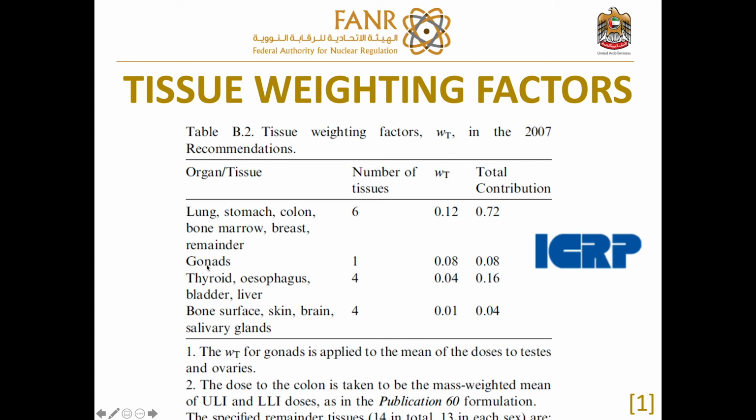Gonads, reproductive system, is one single organ, and it has a weighting factor of 0.08, 8%. Those other 4 organs, they contribute 4% each, 16% in total. And the remaining glands and bone surface, skin, they also contribute, but very little, 1% each, so 4% in total. This is the contribution that should be considered, the weighting factors for tissues that should be used whenever one wants to calculate the effective dose due to a specific irradiation.